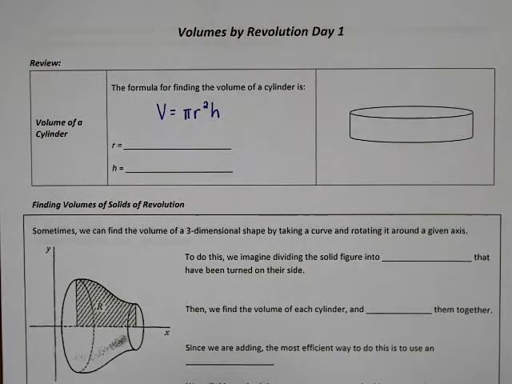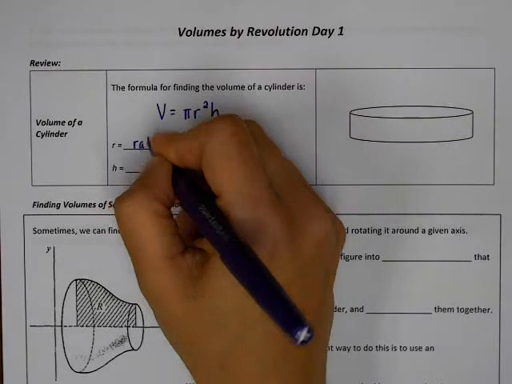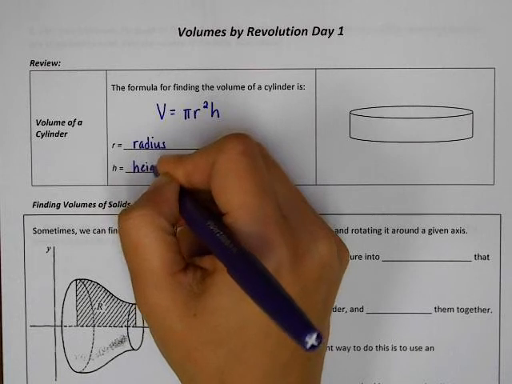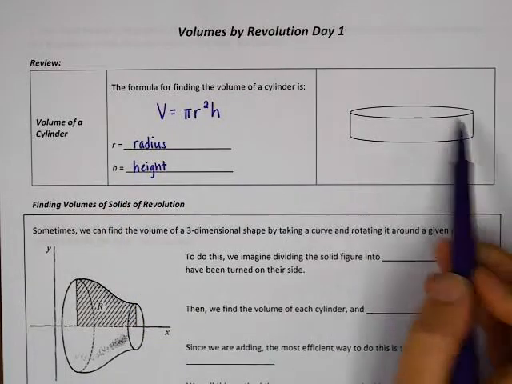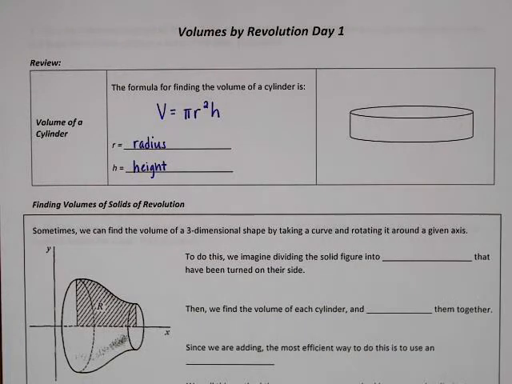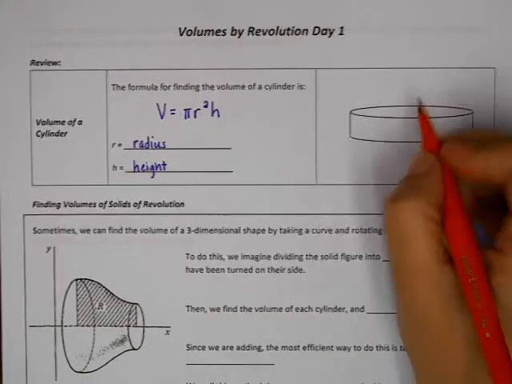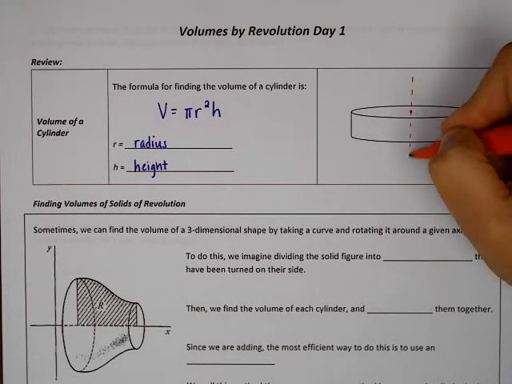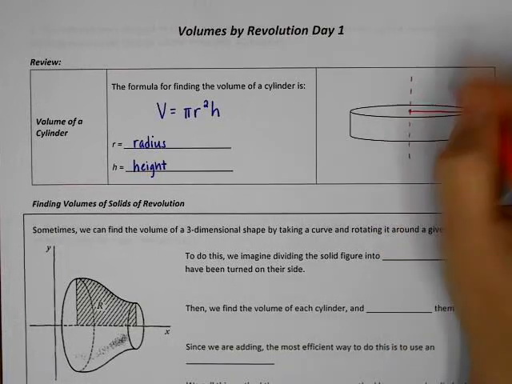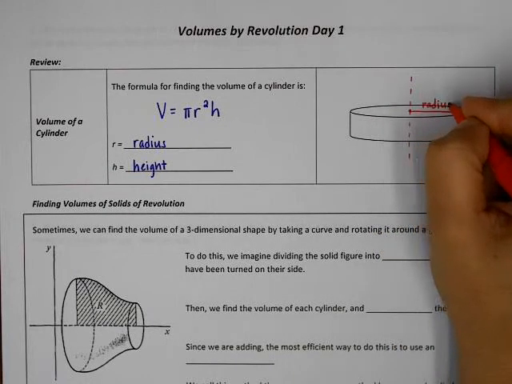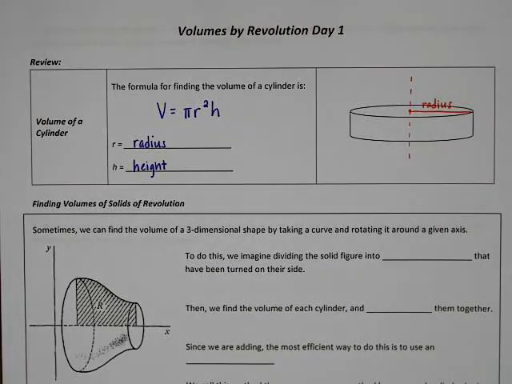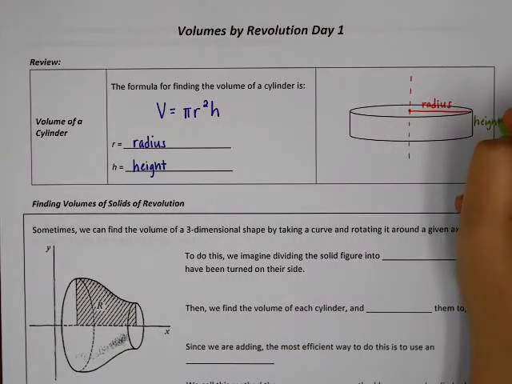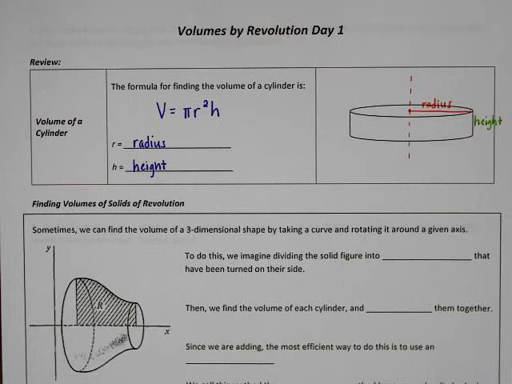Now in this formula, the r represents the radius of the cylinder, and the h represents the height of the cylinder. So if you think about this flat looking cylinder, almost like a hockey puck, the radius would be the distance from the center of the cylinder. You have to imagine there's a line through the middle. The center of the cylinder to the outer edge is the radius. And the height of the cylinder would be how tall each of these cylinders are.